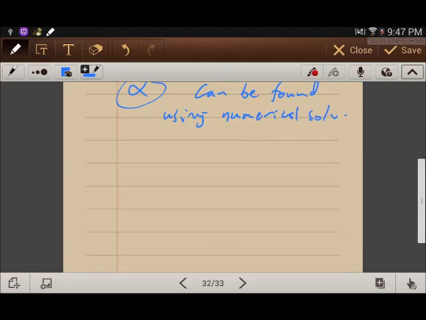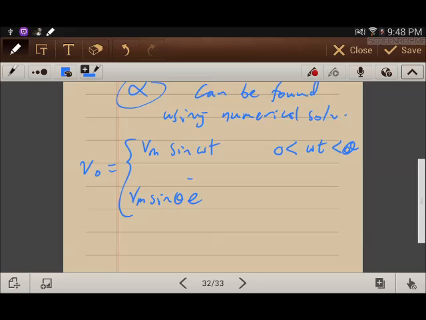So to summarize, the output voltage of this circuit will be V maximum sine omega t when omega t is greater than 0 and less than theta, and then it's V maximum sine theta e to the power of minus (omega t minus theta) divided by omega tau when omega t is greater than theta and less than 2 pi plus alpha.